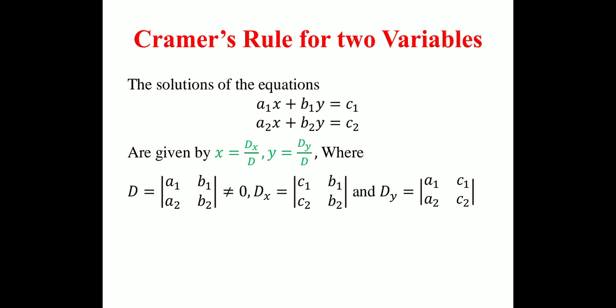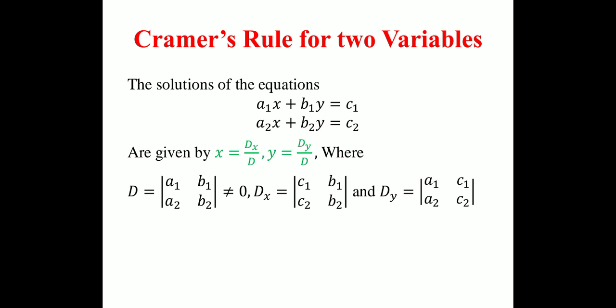Consider the two equations: a1x plus b1y is equal to c1, a2x plus b2y is equal to c2. Their solutions are given by x is equal to dx by d, y is equal to dy by d, where d is the determinant of a1, b1, a2, b2. That means d is the determinant of the coefficient of x in the first equation, coefficient of y in the first equation, coefficient of x in the second equation, coefficient of y in the second equation. So that is d, which should not be equal to 0.